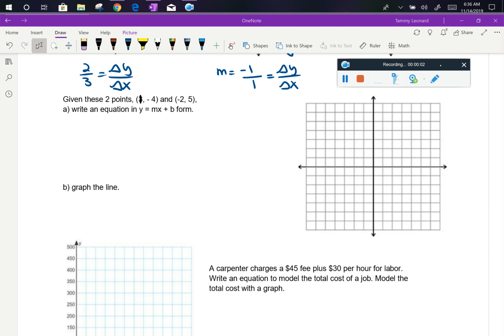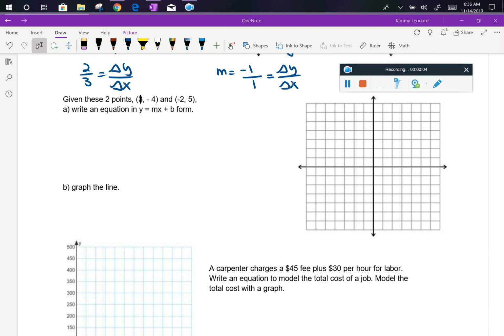Given these 2 points, write an equation in y equals mx plus b form. We need to start by figuring out what our slope should be. So using the slope formula, we can say 5 minus negative 4 divided by negative 2 minus 1. 5 minus negative 4 is really 5 plus 4, or 9. Negative 2 minus 1 is negative 3, and so we have a slope of negative 3.